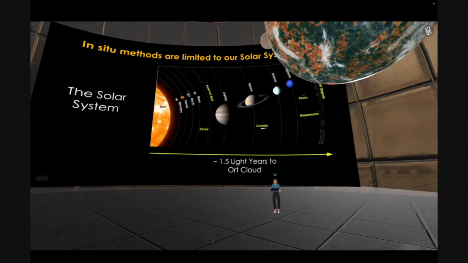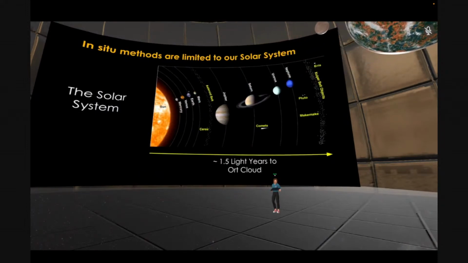And then if we zoom in even closer to our own solar system, we can use in situ methods, which is when we are literally sending a rover or a lander or a probe to a different planetary body or a moon and looking for habitable environments. These types of methods are limited to about 1.5 light years away from our own sun, which reaches out to the Oort cloud. And so this includes the 9 planets, Pluto and our other Kuiper Belt objects that are out at the distant end of the solar system.